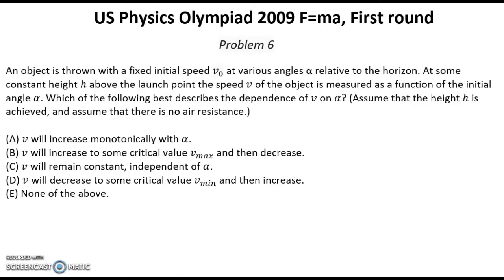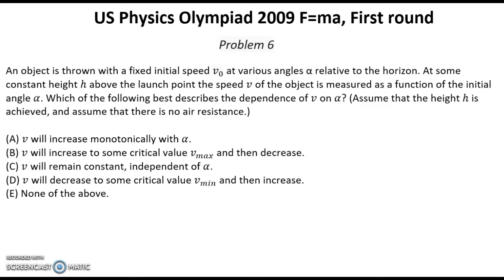Problem 6. An object is thrown with a fixed initial speed v0 at various angles alpha relative to the horizon. At some constant height h above the launch point, the speed v of the object is measured as a function of the initial angle alpha. Which of the following best describes the dependency of v on alpha? Assume that the height h is achieved and assume that there is no air resistance.